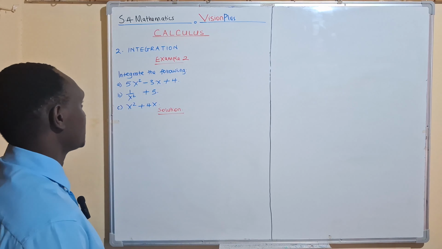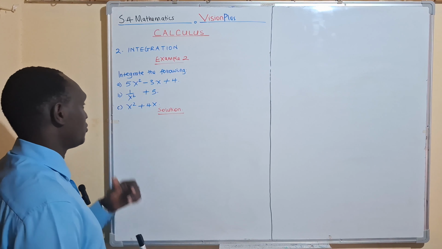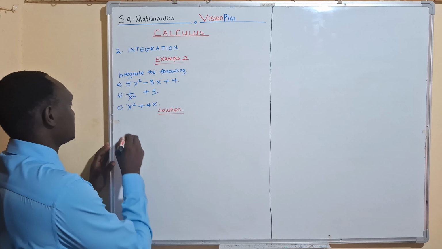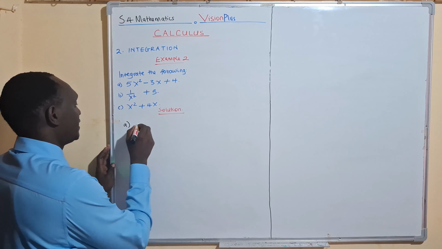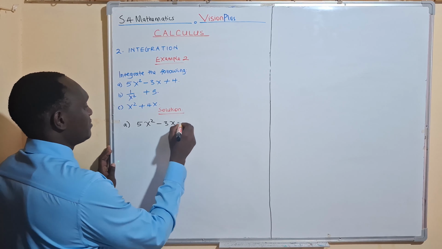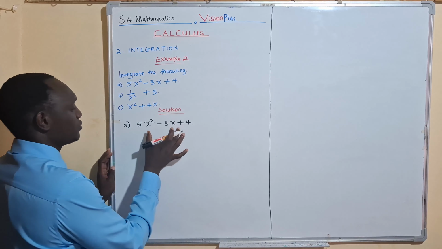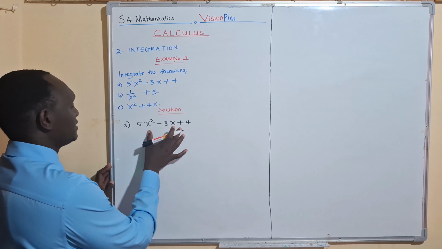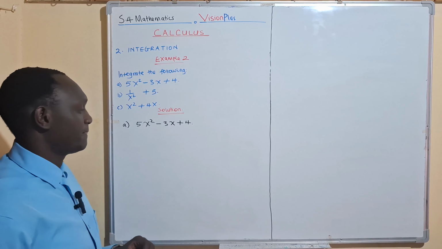We are looking at integration and now doing example 2. Example 2 says integrate the following. Part A we have 5x squared minus 3x plus 4. We need to integrate this given function or expression.